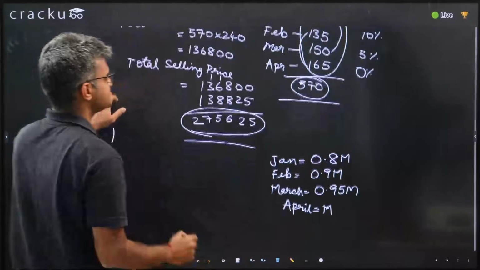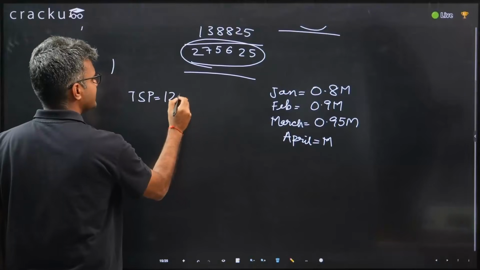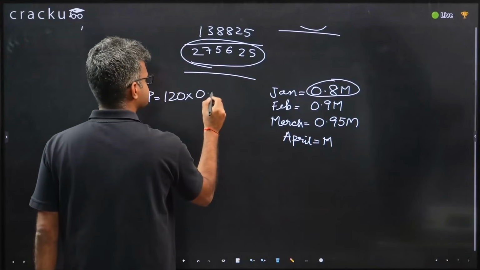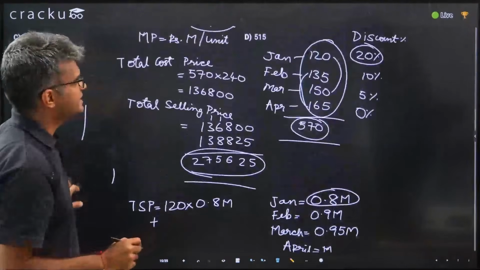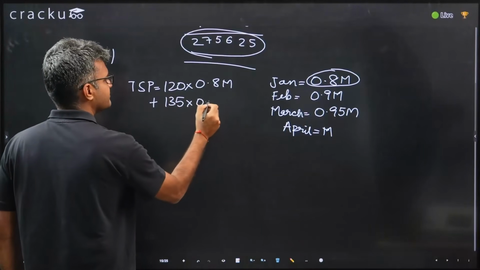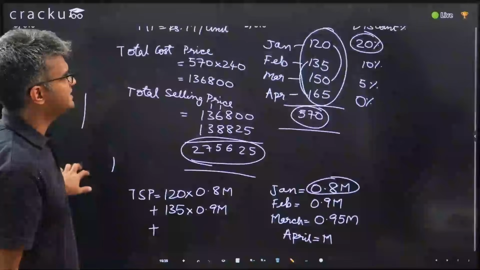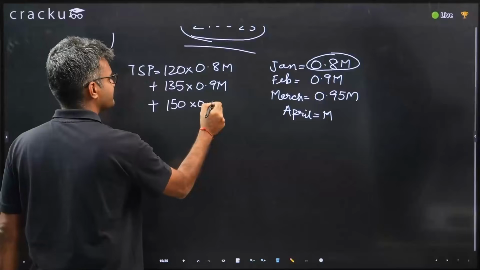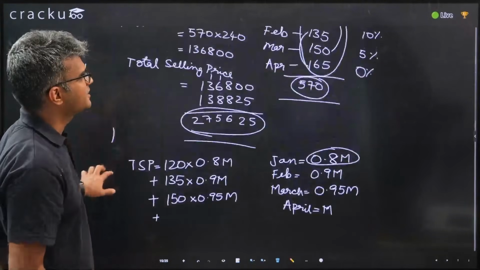So the total selling price will be 120 in January into 0.8M, plus the total selling price in February is 135 into 0.9M, plus in March it is 150 into 0.95M, and in April it is 165M.